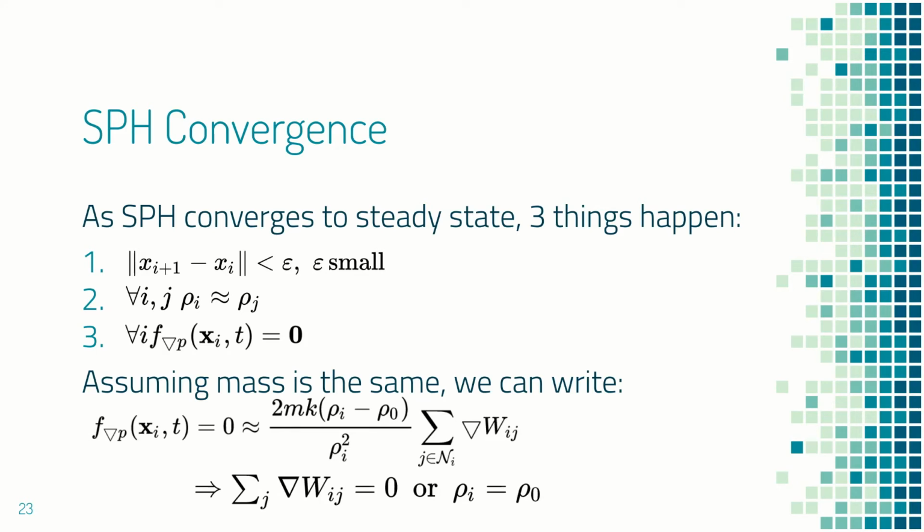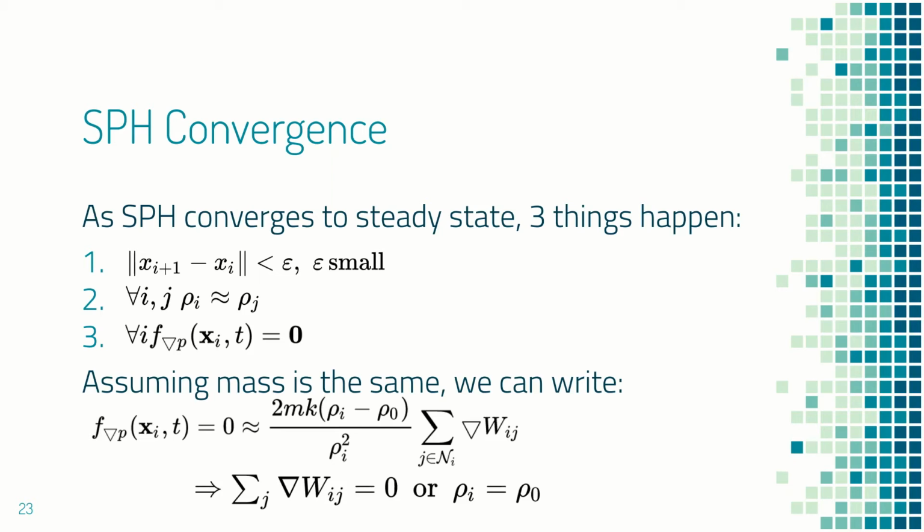So a couple of things happen when SPH converges. Firstly, we would expect the difference between the particle positions in different time steps, which is demonstrated with x_{i+1} and x_i, we'd expect the distance between particles to basically be quite small. So we'd expect each iteration not to move the particles much. So I think that's a sort of a fair assumption for convergence.